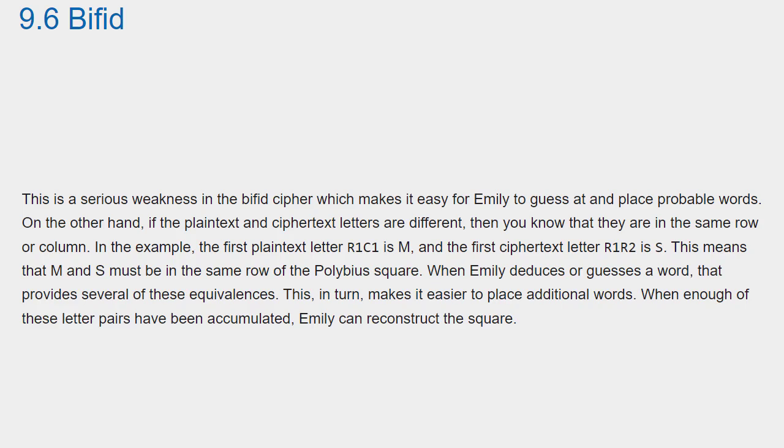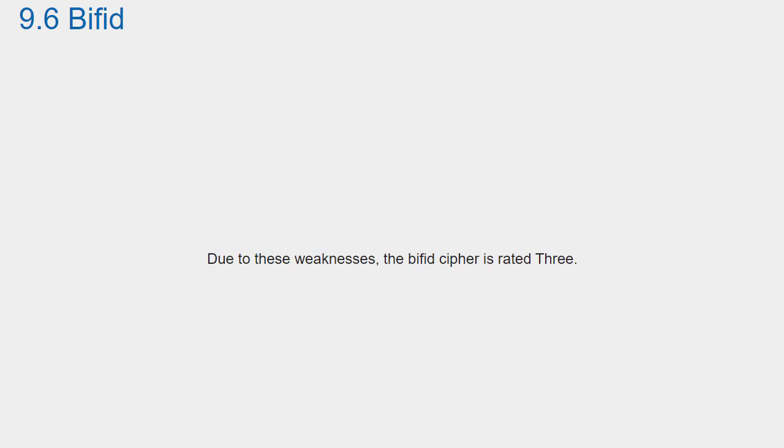In the example, the first plaintext letter, R1C1, is M, and the first ciphertext letter R1, R2 is S. This means that M and S must be in the same row of the Polybius square. When Emily deduces or guesses a word, that provides several of these equivalences. This in turn makes it easier to place additional words. When enough of these letter pairs have been accumulated, Emily can reconstruct the square.